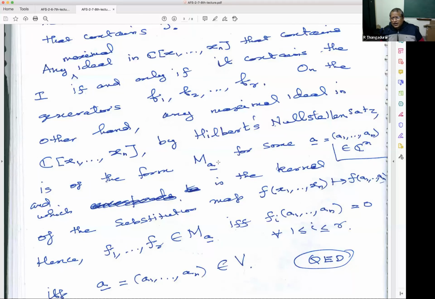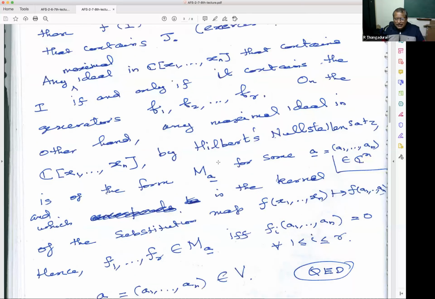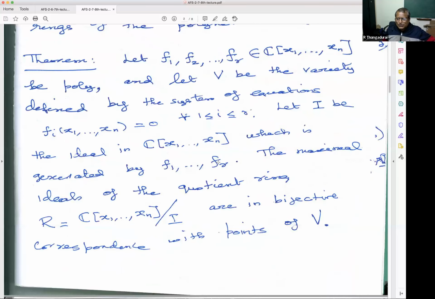Therefore, one can study a variety through the quotient ring also, or through geometric methods also. Both ways one can study. This is the kind of connecting theorem.